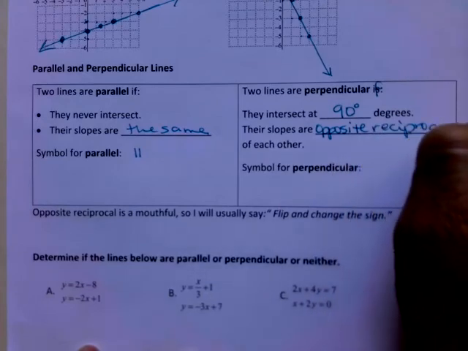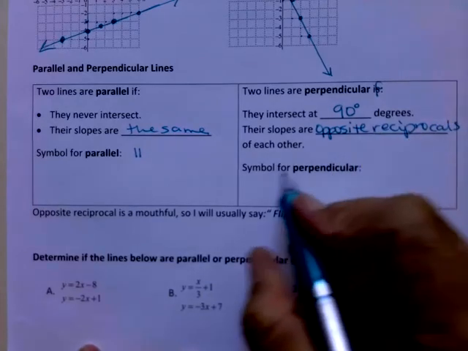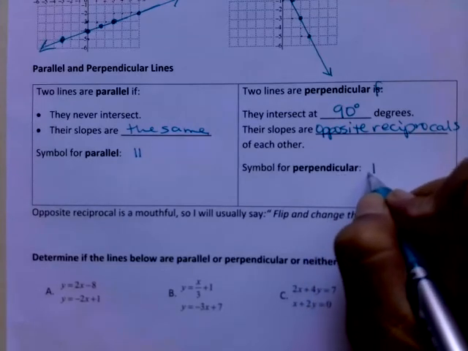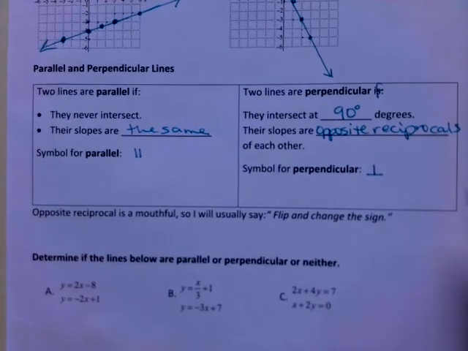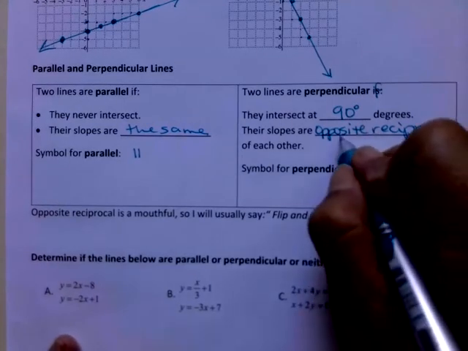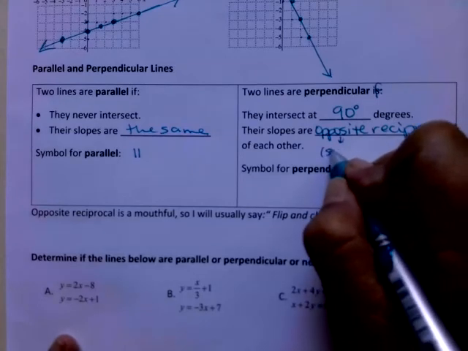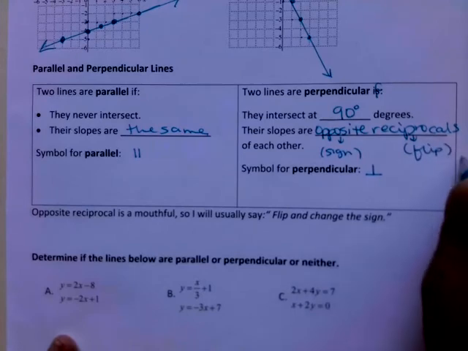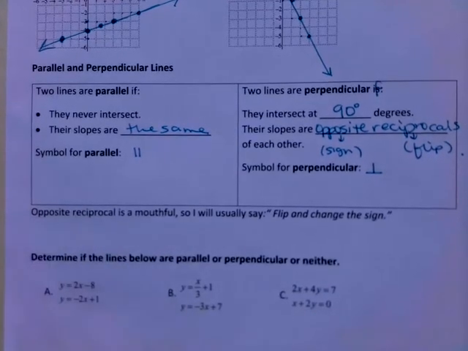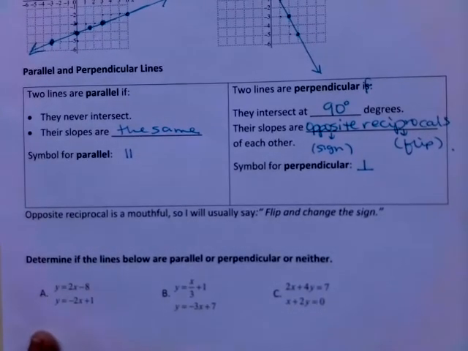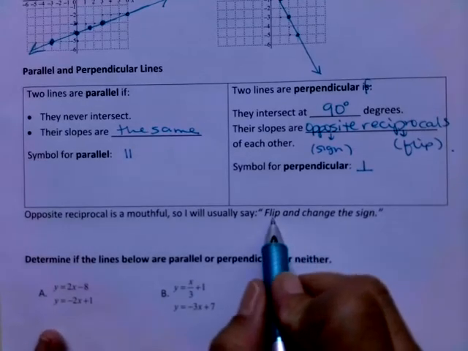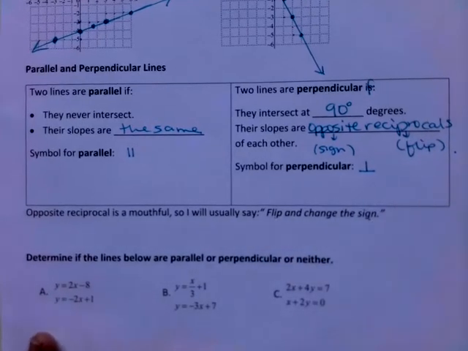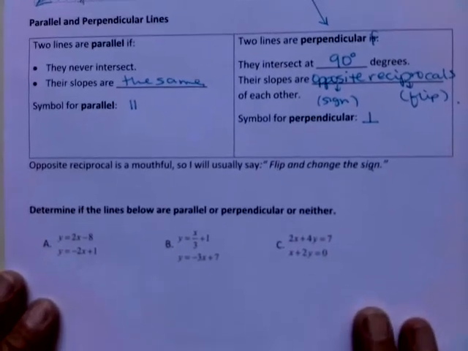So the symbol for perpendicular is an upside down capital T. It kind of looks like a road sign, right, when you come up to a T intersection. Now, by opposite, we mean opposite sign. And reciprocal, remember, we flip. Now, opposite reciprocal, I usually am not going to say that unless I have to. So what I'm going to be saying is we're going to flip and change the sign. Okay, so here we go.